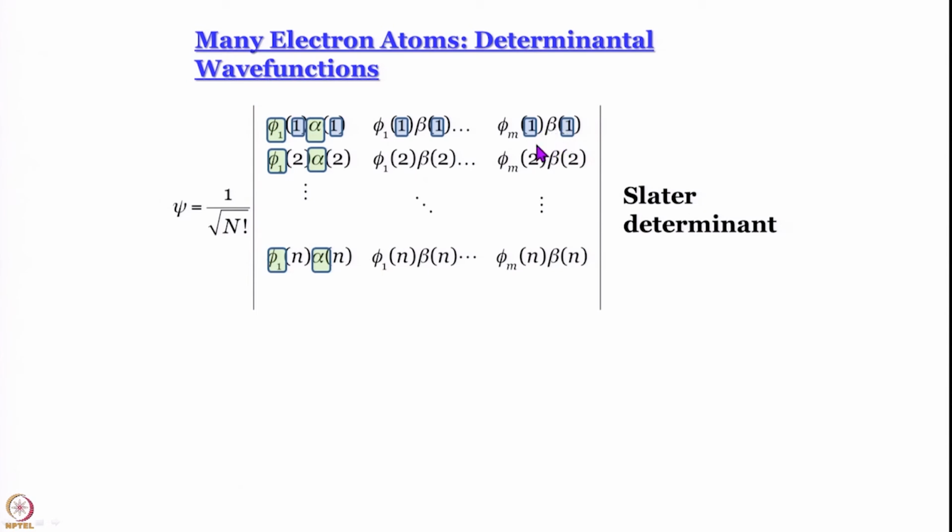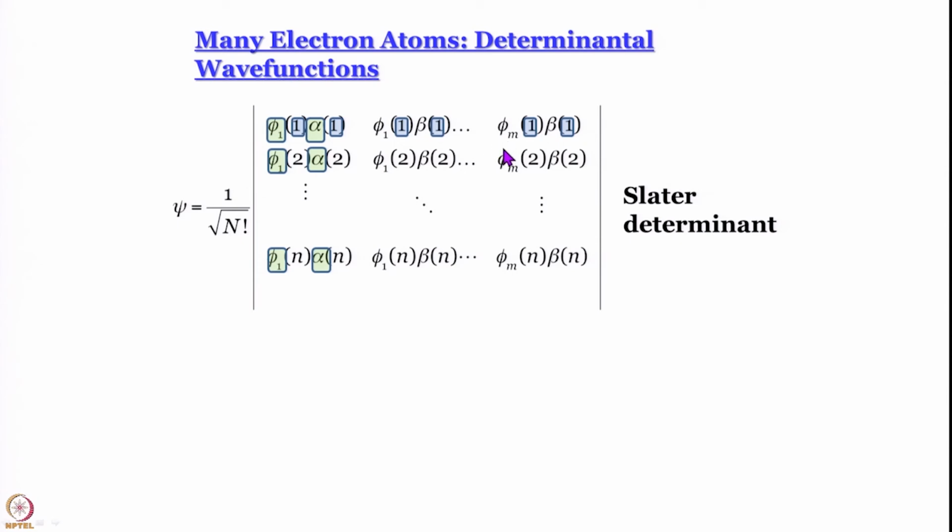Alright. Now, let me say that once again, I think I made a mistake. So, let us say I am working with a 10 electron system. For a 10 electron system what will happen? You will have phi 1 alpha 1, and then the next one will be phi 1 beta 1. Next we will have phi 2 alpha 1, next we will have phi 2 beta 1, then we will have phi 3 alpha 1, next we will have phi 3 beta 1 and so on and so forth.